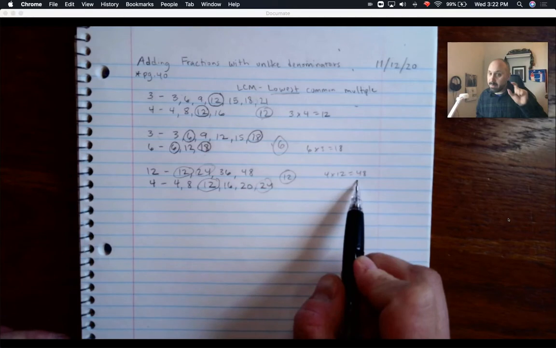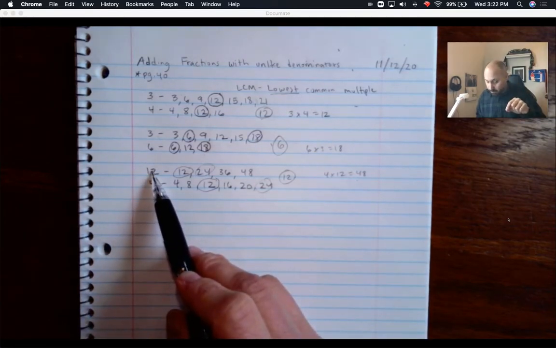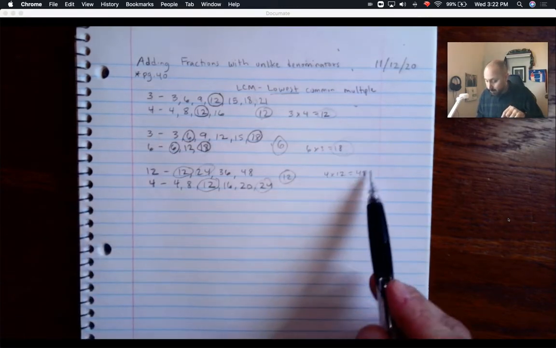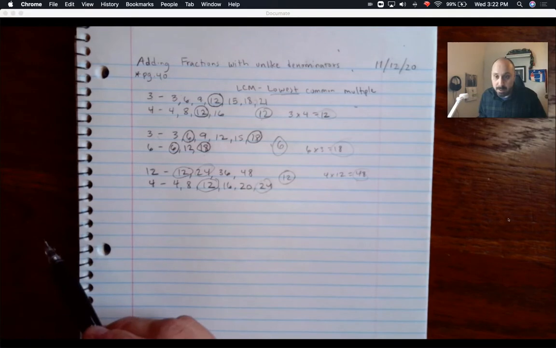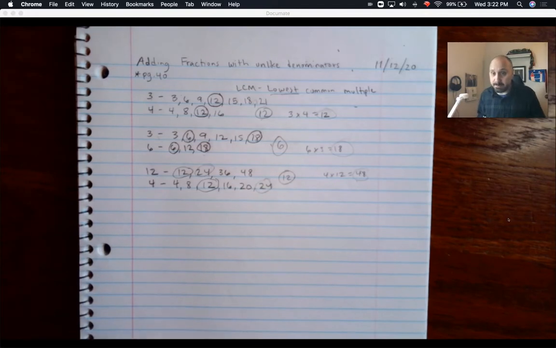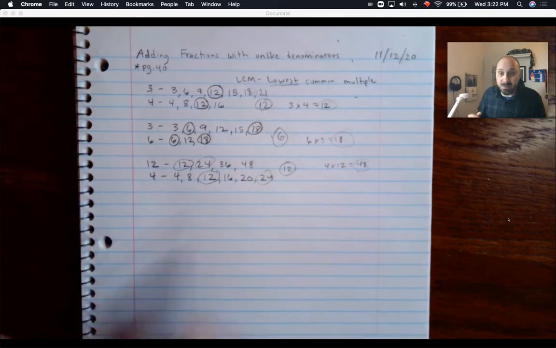Whenever you multiply the two numbers together, 12 times 4, 3 times 6, and 3 times 4, the product of those will always be a common multiple. It might not necessarily be the smallest or lowest common multiple, but you'll always find a common multiple with that. Okay? So now let's transition this to what it looks like with a fraction.